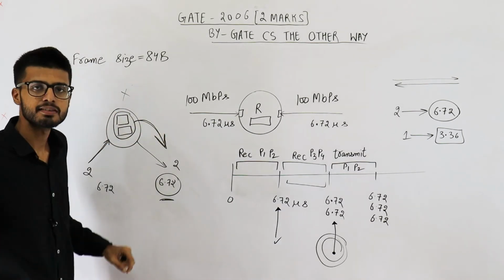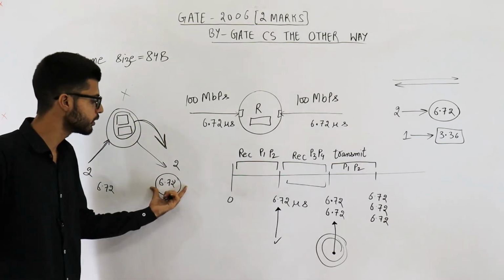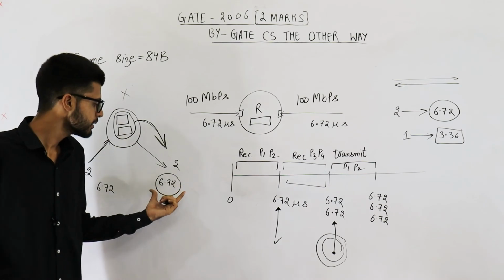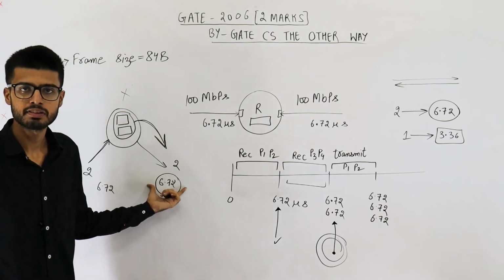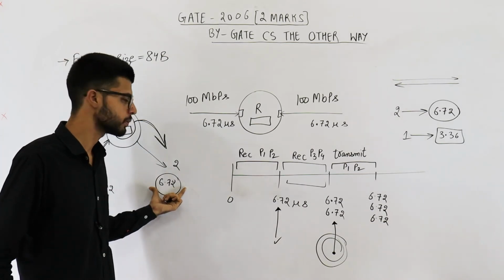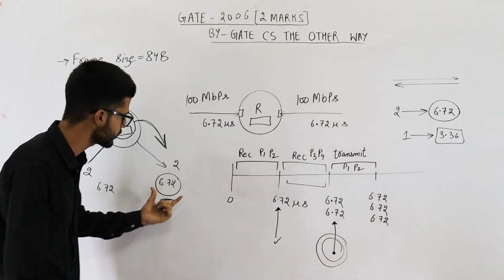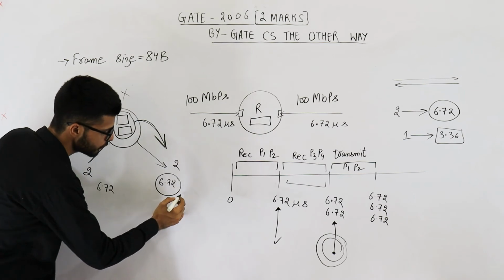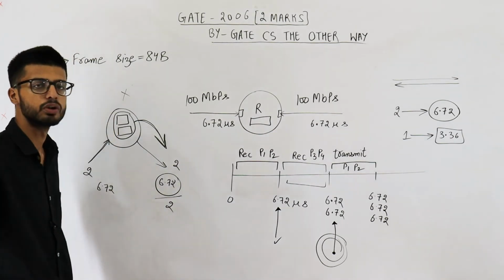So these two packets can lie in the buffer memory only for this much time. That means you can process the packets for this much time maximum. So two packets can be processed for this much time. One packet can be processed for this time divided by 2. So this is the answer.